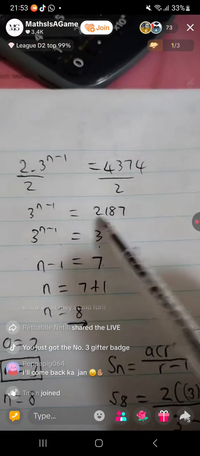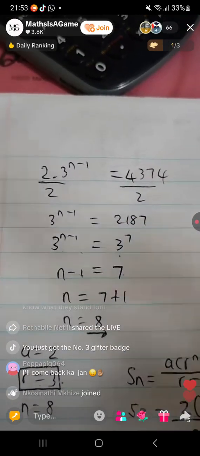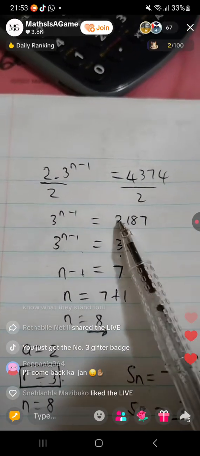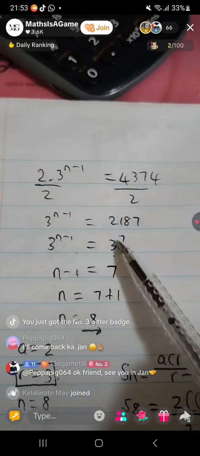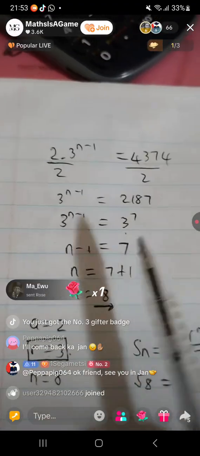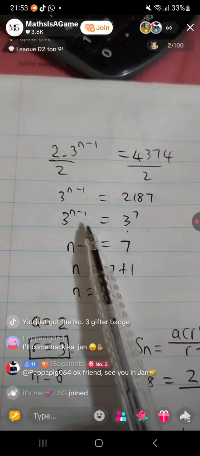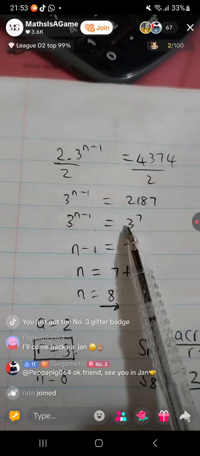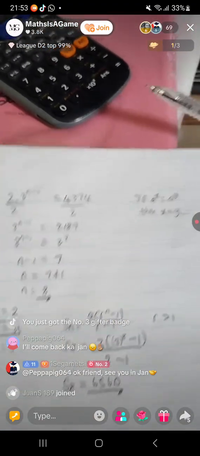Then I converted my composite base to a prime base by using my calculator. Took 2187, equal to shift fact, gives me 3 to the power 7. And then thereafter I dropped the base 3. Why? Because there's a rule that applies for exponential equations.